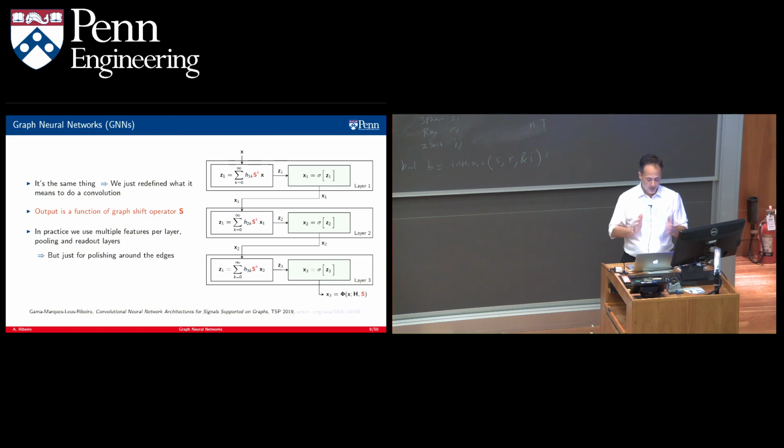Now, a couple of things that I should emphasize here. The first one is that this is the exact same thing, okay? There really is no difference between a CNN and a GNN. It's just that the convolution is different, but the structure is otherwise identical.